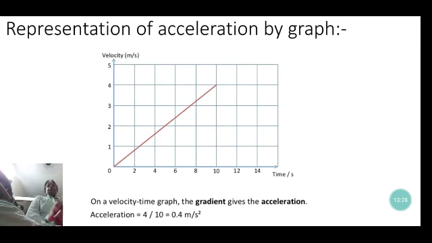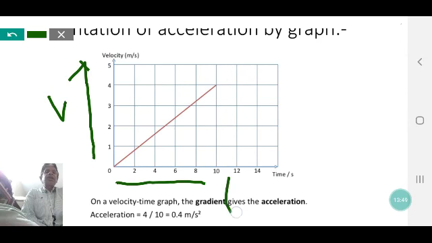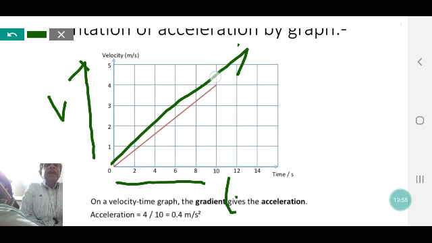The acceleration of an object is expressed through the velocity time graph. Here is the velocity time graph of an object moving with uniformly accelerated motion. The velocity changes as time passes. This axis is velocity, v, and this is time. And this line is the velocity time graph. We can easily find the gradient or slope of the graph.